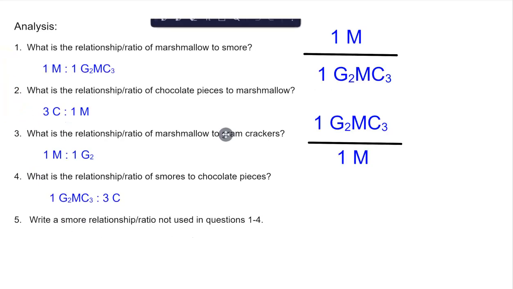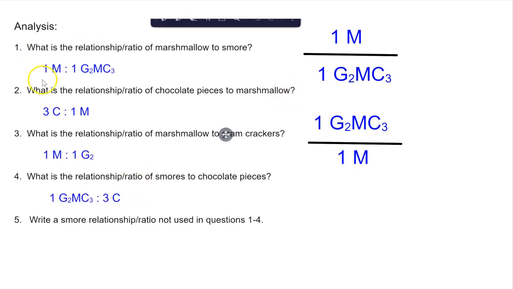Welcome back. So we can take these relationships here, and we can make them into conversion factors. So we can take the fact that 1 marshmallow equals 1 s'more, and we can write it as 1 marshmallow per 1 s'more, or we can take 1 s'more per 1 marshmallow and write it as a ratio however we need to, because we know that's a true relationship. That equals that, or that equals that.